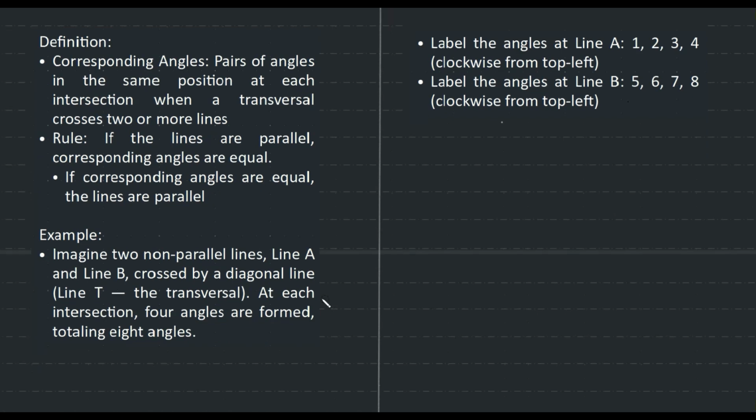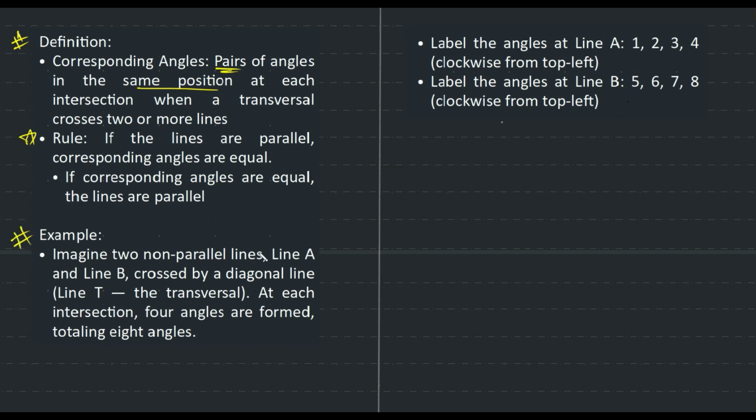Okay, so corresponding angles are pairs of angles in the same position at each intersection when a transversal crosses two or more lines. If the lines are parallel, corresponding angles are equal. This is one thing that you need to be aware of. If the corresponding angles are equal, their lines are parallel. This is known as the converse. That is, the other way around is also true.